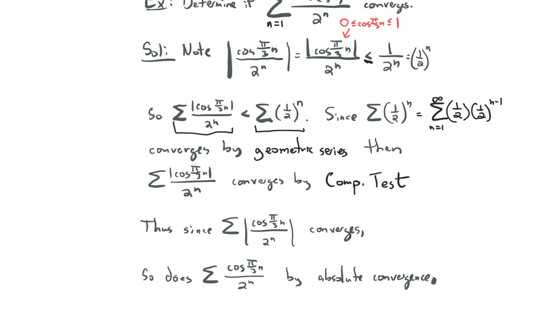And then, well, we know that the absolute value of this converges. It's absolutely convergent, which tells me without the absolute values, it converges as well. So I know that since it's absolutely convergent, then the series without the absolute values is also convergent. That's what we learned on the last slide.